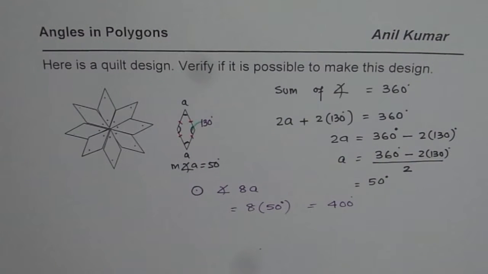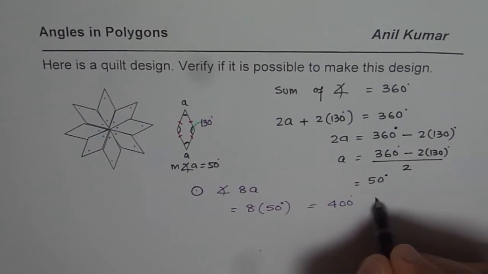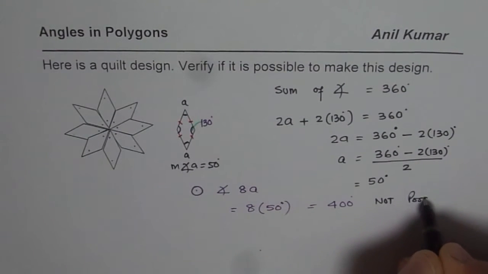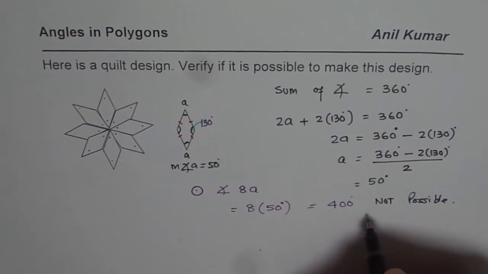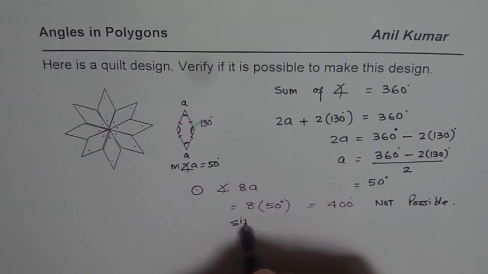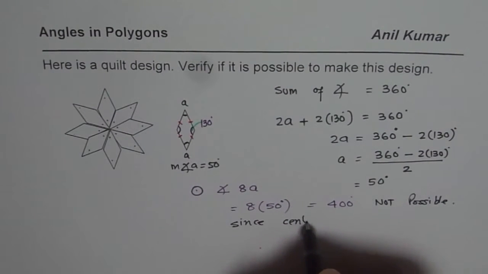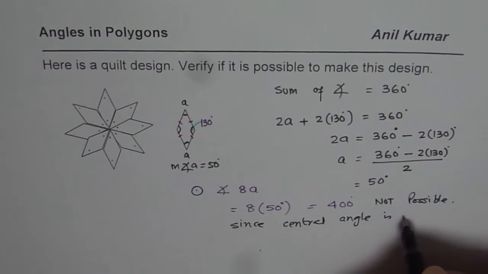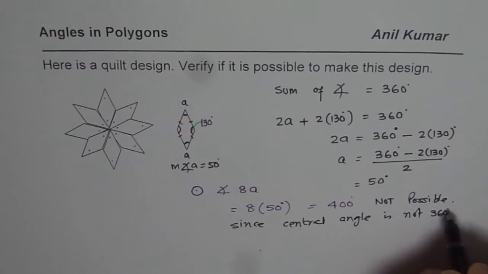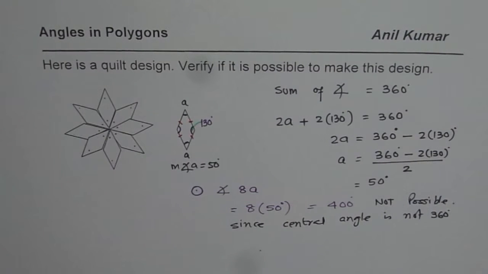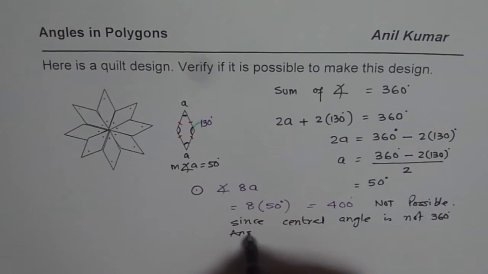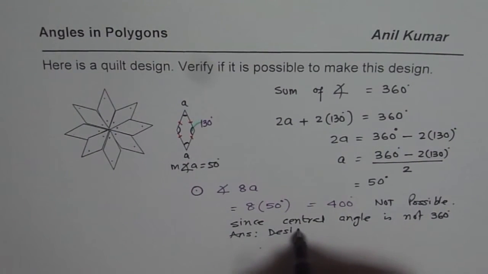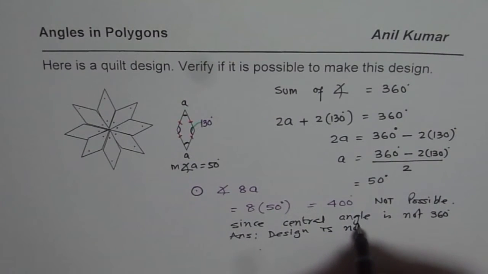Now the question is, is 400 degrees possible? The solution is no. That is not possible, right? Since one circle is 360 degrees, and the central angle is not 360 degrees. It should have been 360 degrees. Only then is it possible, right? Therefore, our answer is that the design is not possible.